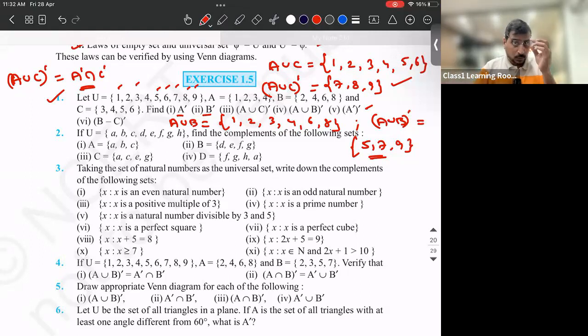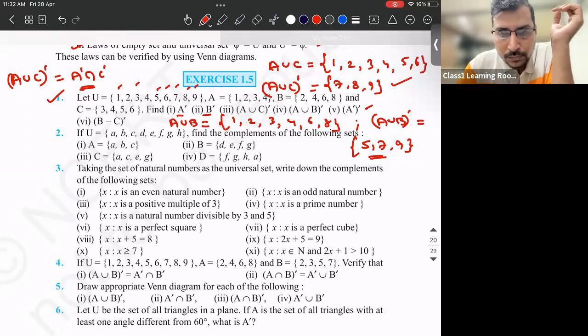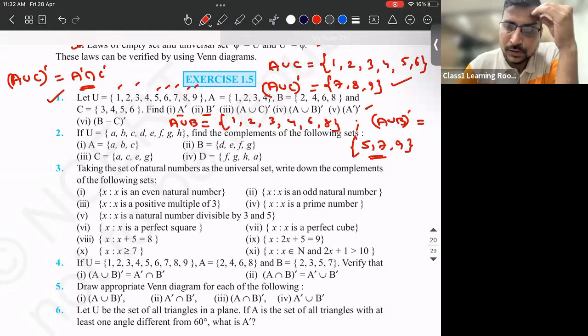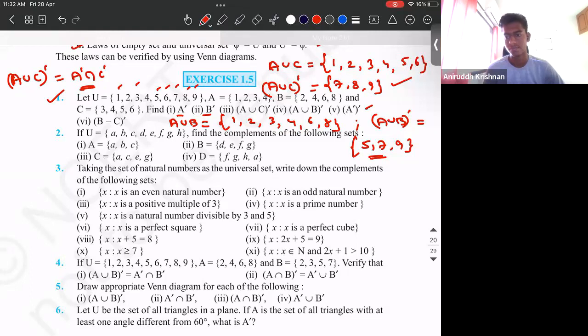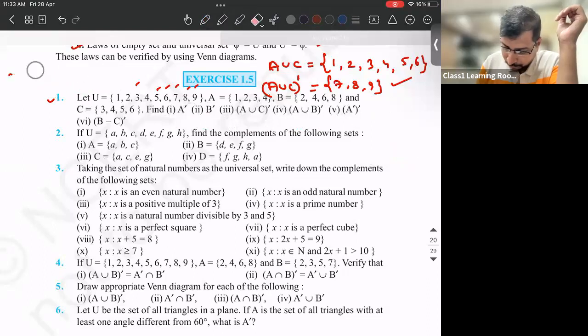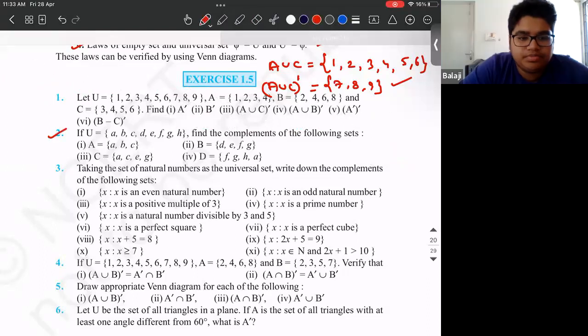So what is B minus C, the whole complement? 4, 6, 3, 5. That's it. You understood why it is 4, 6, 3, 5? Yes, sir. Balaji, second one.